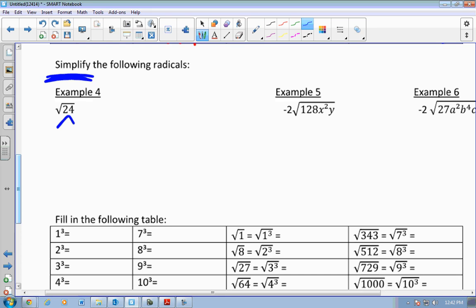So with your neighbor, please simplify square root of 24. With your neighbor, factor tree it out. Find pairs that can pull out, because square root has an index of 2.